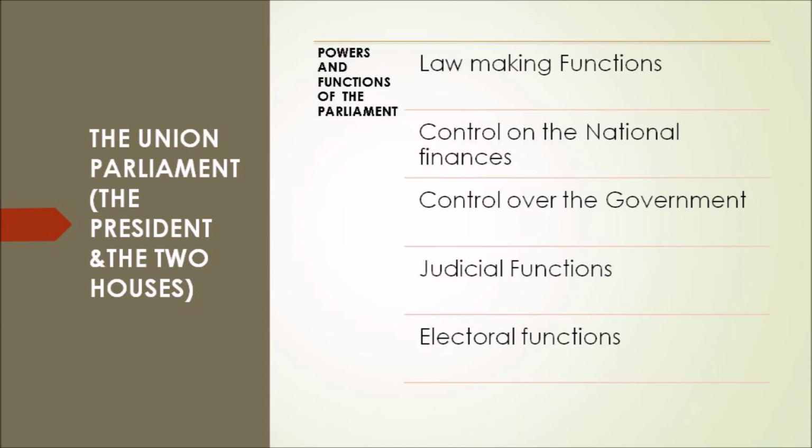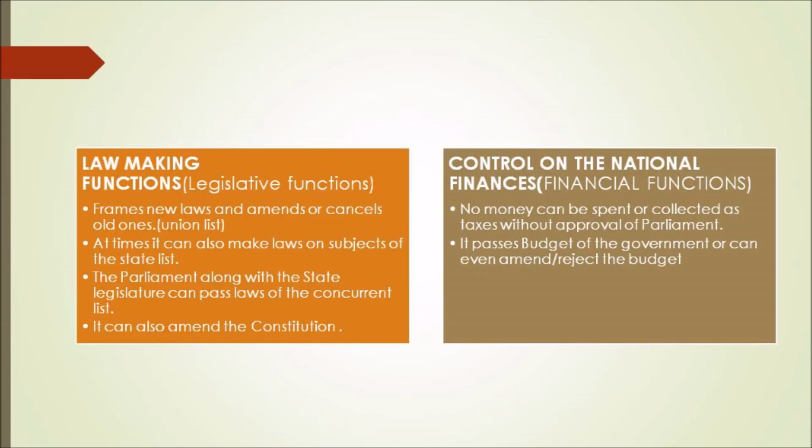The functions of the Union Parliament are divided into 5 categories: lawmaking function, control over the national finances, control over government, judicial functions, and electoral functions. First is lawmaking functions or the legislative functions of the Parliament. It frames new laws and amends or cancels the old ones in the union list. At times, it can also make laws on the subject of the state list. The Parliament, along with the state legislature, can pass laws of the concurrent list. It can also amend the constitution.